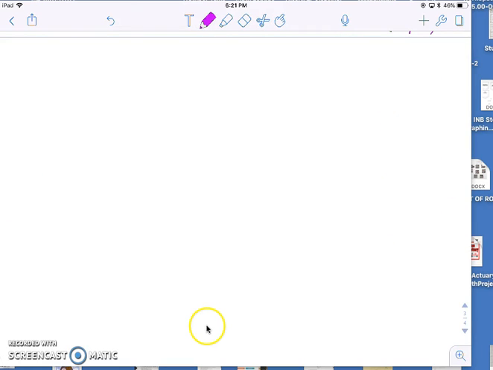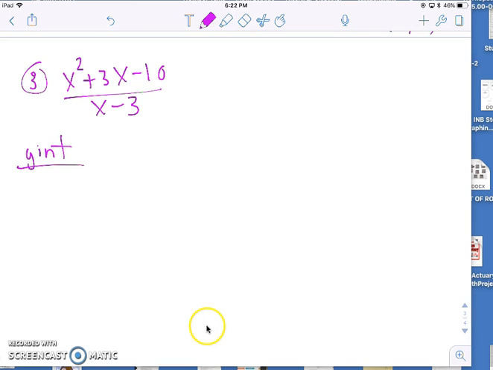So the very last one we're going to look at. Let's look at x squared plus 3x minus 10 over x minus 3. So our y-intercept, when we plug in 0, we have 0, 0, negative 10 over negative 3. So we have 10 thirds. So it's at (0, 10 thirds).